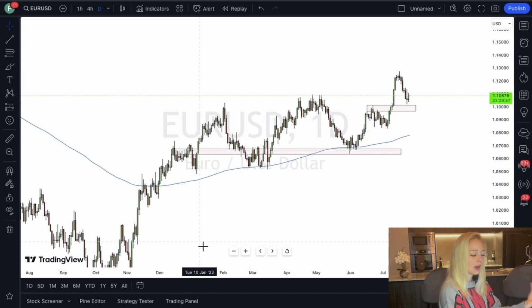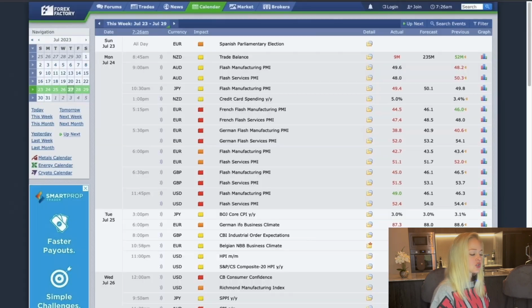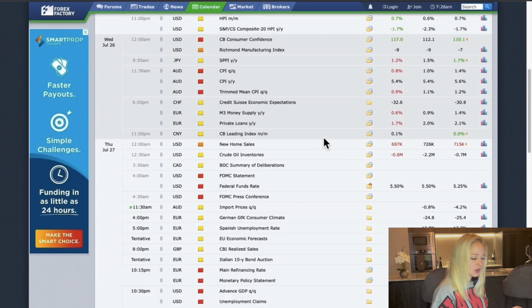So we had FOMC news come out. Now I'm purely a technical trader. I'm very well aware of economic events and I have a sound understanding of it. You should, at least if you're a Forex trader, have a sound understanding of macroeconomics and such. So let's just quickly have a look at the results today.